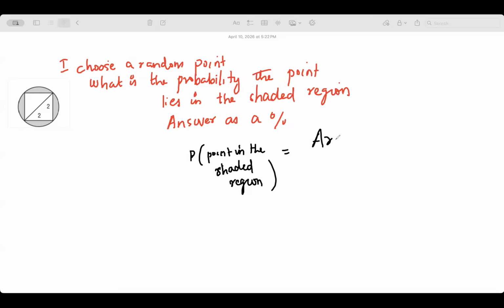Okay, so this would be how to find the shaded region. The area of the shaded region, that is the favorable event. What is the favorable event? Area of the shaded.